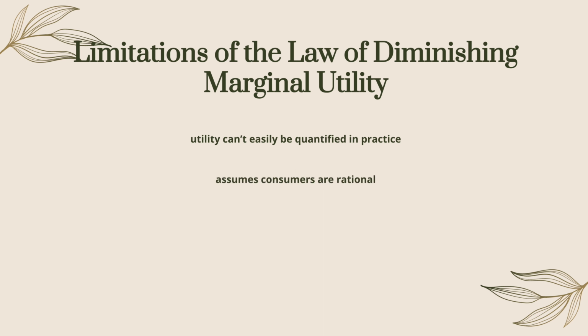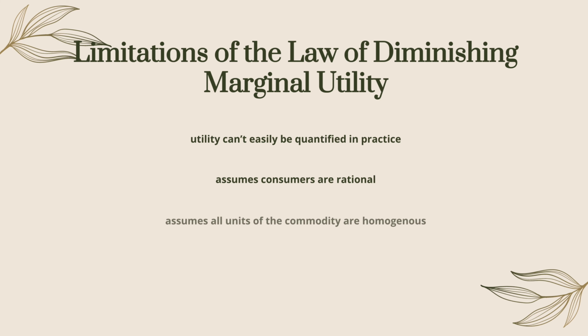Next, the law assumes that consumers are rational, which is not always the case. Someone might have an addiction, so they wouldn't have diminishing marginal utility. Instead, they might have constant or even increasing marginal utility. Another situation might be if you have an emotional attachment to a certain good, like a certain meal. You might not experience diminishing marginal utility in that case.